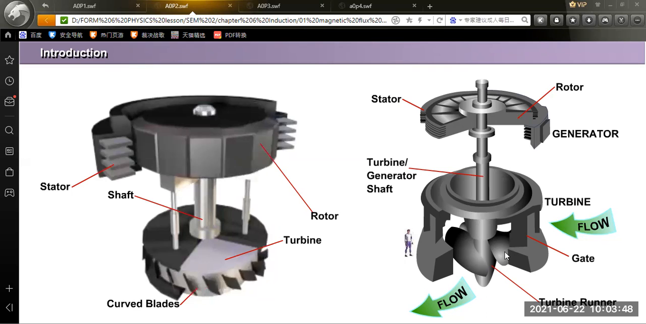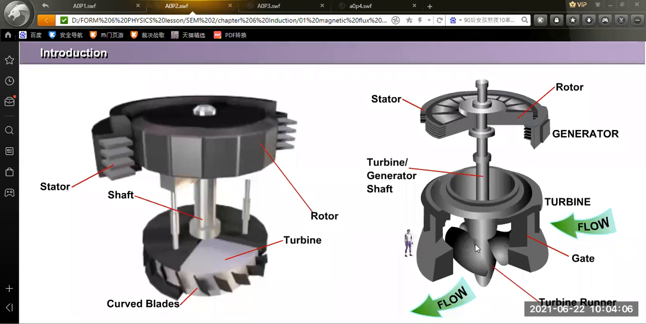Here shows the other type of turbine, we have the curved turbine and also the runner turbine. This one is mostly for hydropower plants. And for the size of the generator, we can compare the size of a human and the size of the generator.